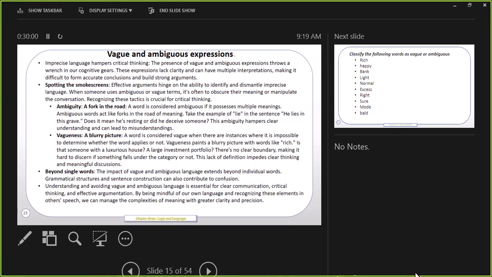Right? It has numerous definitions, but the exact number of definitions is not exactly known for vague expressions, for vague words or for vague phrases.